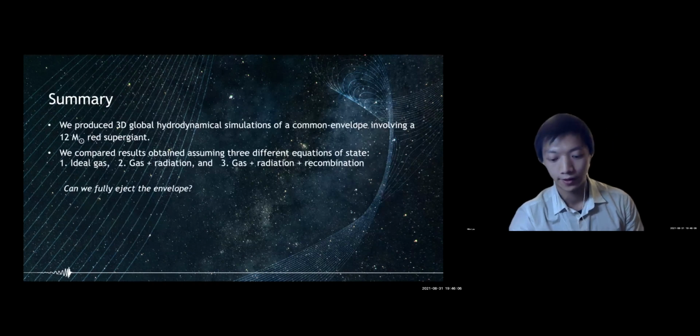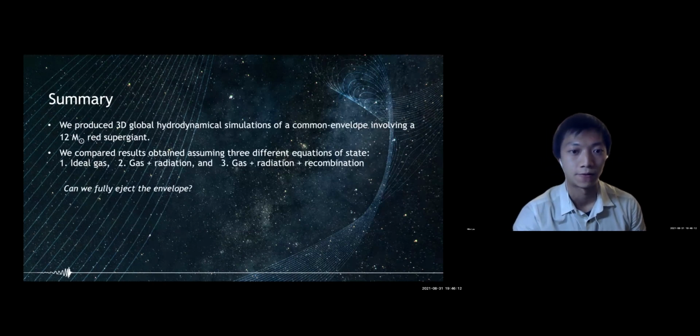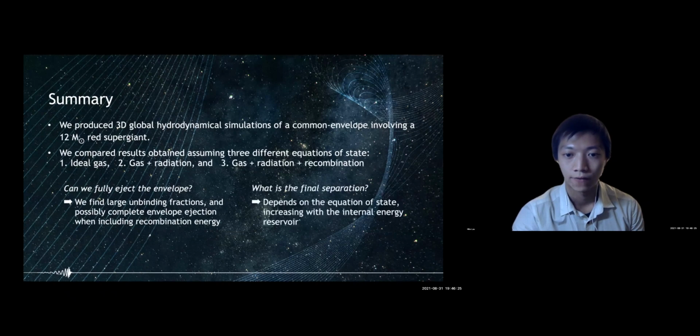So we've produced 3D global hydro simulations of a common envelope involving a red supergiant, and we've compared results assuming 3 different equations of state. We find unbinding fractions of a few tens of percent, possibly ejecting everything when we include recombination. And the final separation also depends on the equation of state, increasing with the internal energy reservoir.